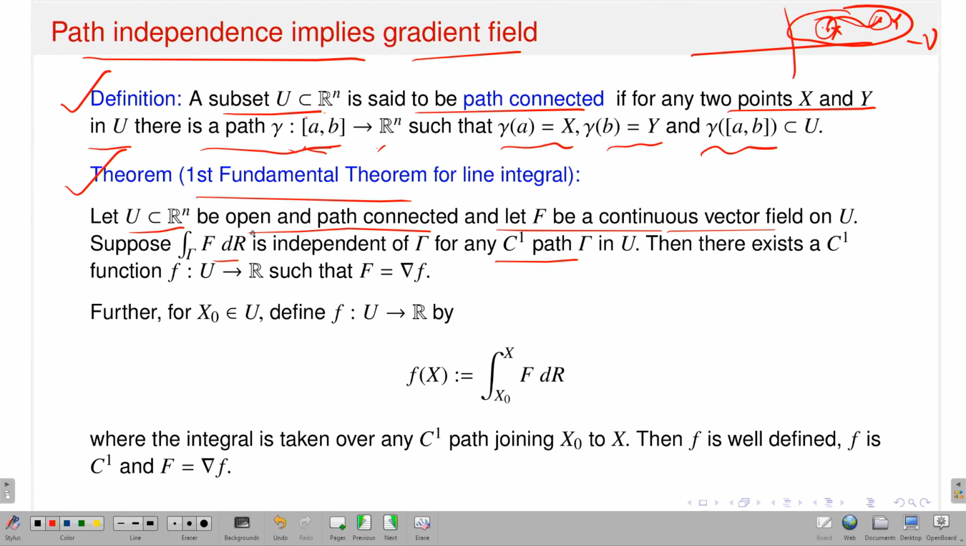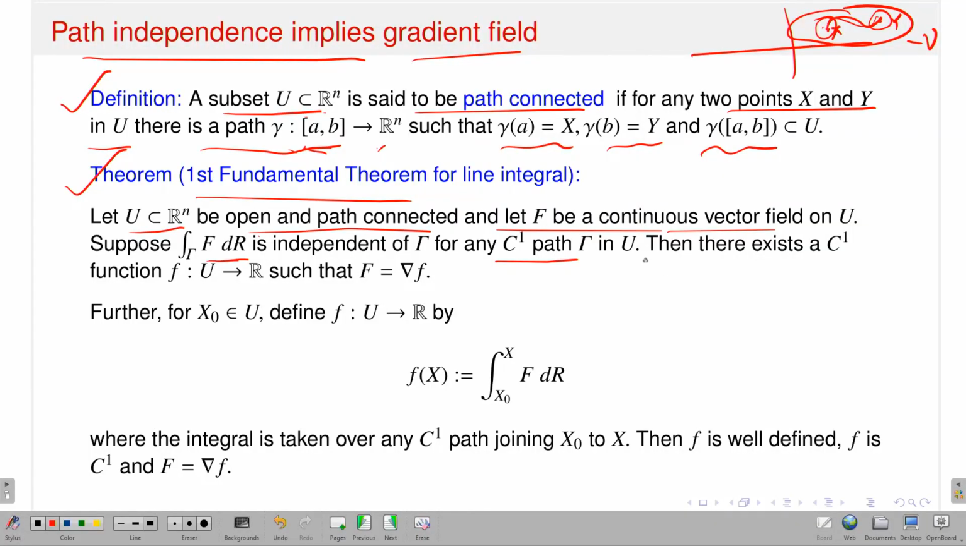So that means you have to start with an open and path connected set. Let capital F be a continuous vector field, that means it is a vector field which is continuous. Then the corresponding vector line integral is independent of any path gamma which is C1. That means whatever C1 path gamma I am taking in U, the vector line integral is independent, then it will give the same value.